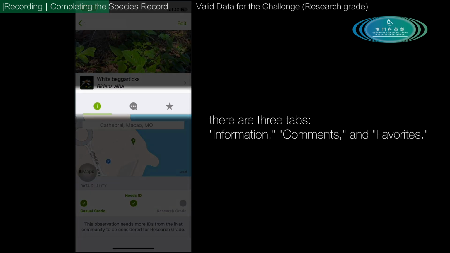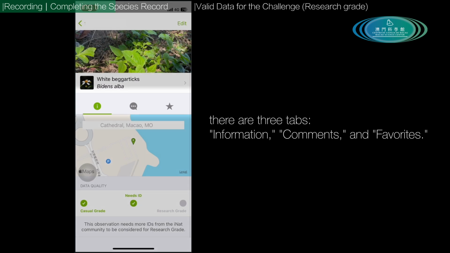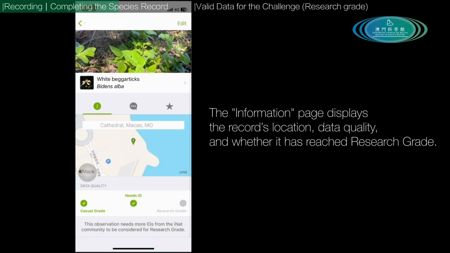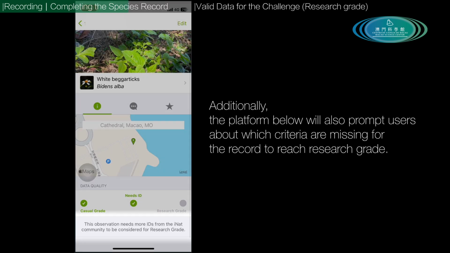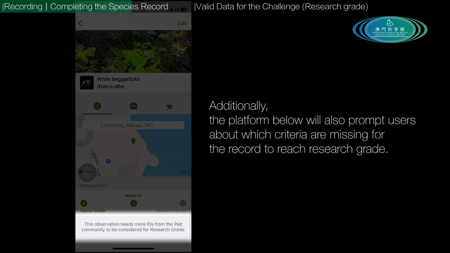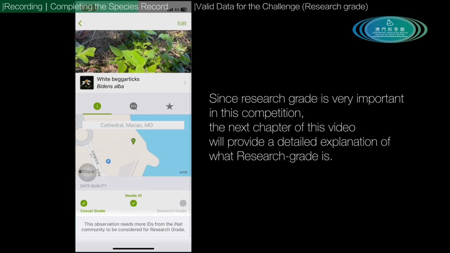There are 3 tabs: Information, Comments, and Favorites. The Information page displays the record's location, data quality, and whether it has reached research grade. Additionally, the platform below will also prompt users about which criteria are missing for the record to reach research grade. Since research grade is very important in this competition, the next chapter of this video will provide a detailed explanation of what research grade is.